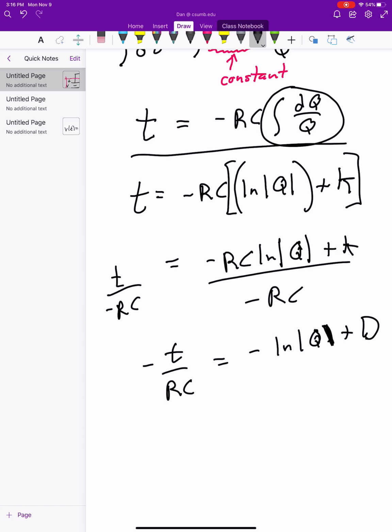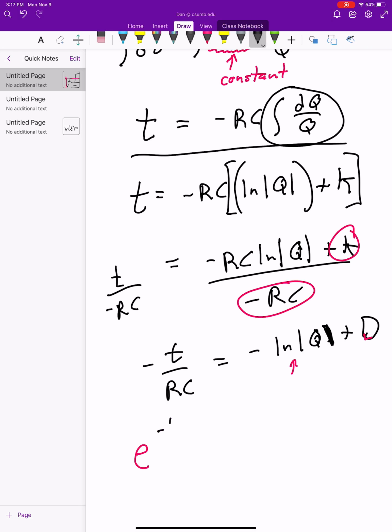And the reason I'm using d is because when you divide k by RC, you're going to get a different constant than k. I'm just trying to be a little bit cleaner and not make it seem like this RC just goes away when I'm dividing it by the k. It's creating a new constant d for what it's worth. All right, so how do I get rid of this natural logarithm? The way I do that is I raise everything to the power of e.